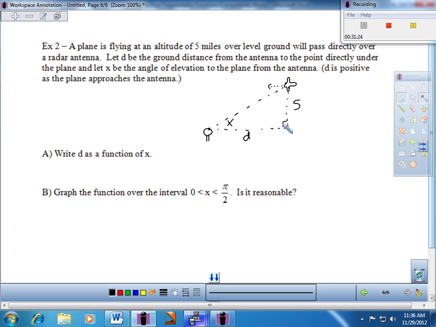What's interesting about this perspective, though, is it's more dynamic in nature. That airplane is moving, so the right triangle is going to change, obviously, as that airplane moves. If that airplane is moving and the triangle changes, then x is going to change, and the ground distance is going to change. And the way we're going to write it is, the ground distance is dependent on the angle of elevation, d as a function of x.